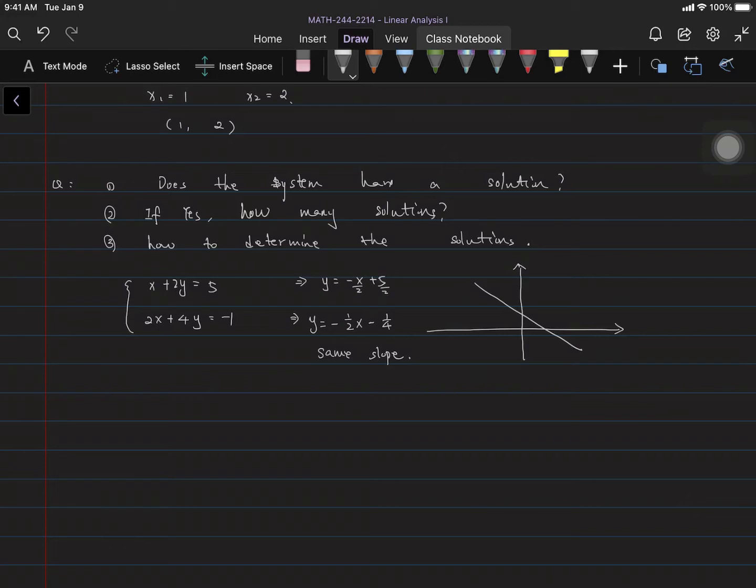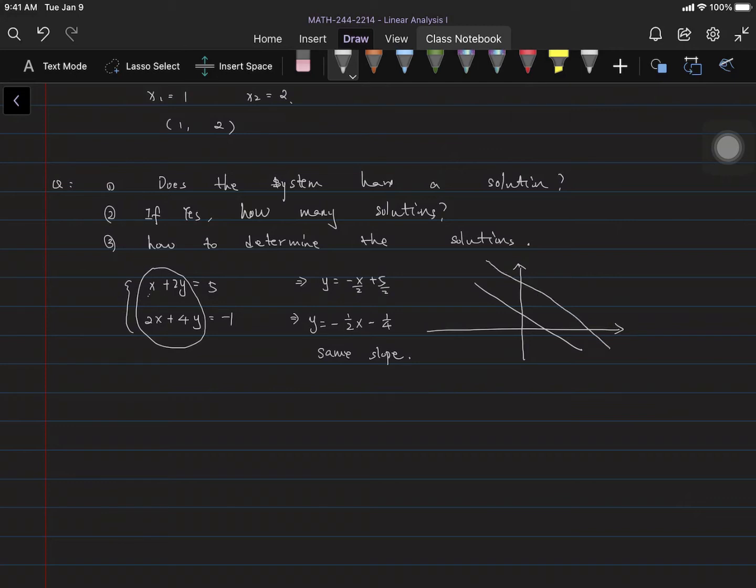In the future, you don't have to always solve for y. You just look at those coefficients. Actually, they are proportional. So you can see the coefficient for x in the first equation is 1, second is 2, so 1/2, and then for the y coefficient is 2/4. They are proportional. So the coefficients for x and y are proportional, so they are parallel.